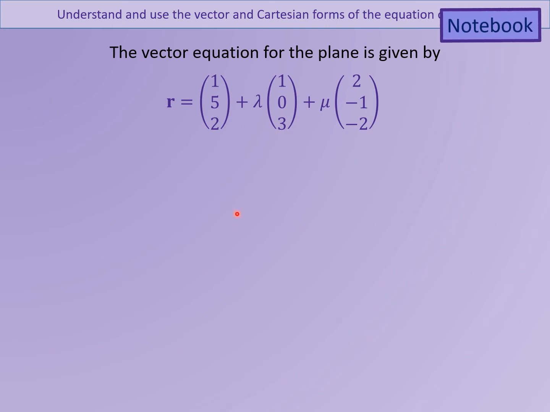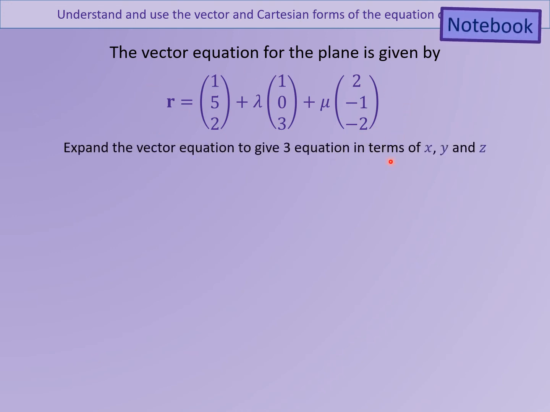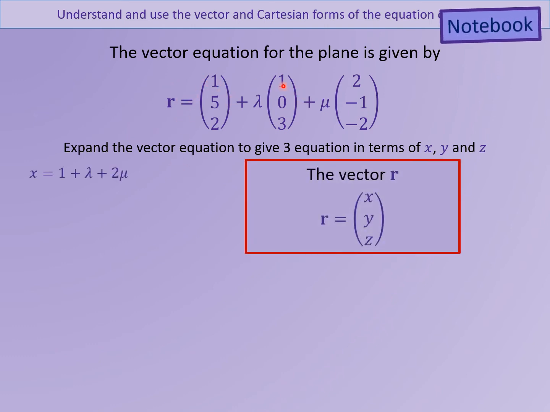Okay, so a vector equation of a plane is given by r equals some point on the plane plus lambda lots of 1, 0, 3, so that's a vector that goes in the same direction as the plane, plus mu lots of 2, minus 1, minus 2, another direction of the plane. Okay, so I've got my vector equation of a plane. I'm going to expand that equation to get three equations in terms of x, y, z. So taking the top line, x equals 1 plus lambda plus 2 mu.